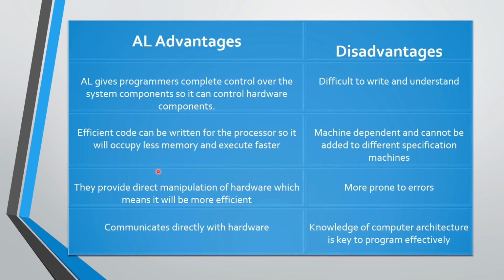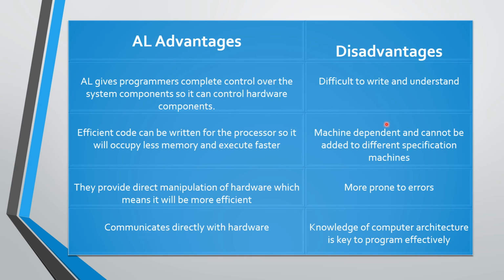Assembly language advantages and disadvantages. Assembly language gives programmers complete control over the system components, so it can control hardware components. Efficient code can be written for the processor so it will occupy less memory and execute faster. It also provides direct manipulation of hardware, which means it will be more efficient. It will communicate directly with the hardware.